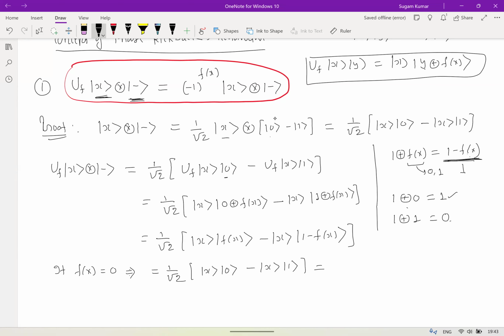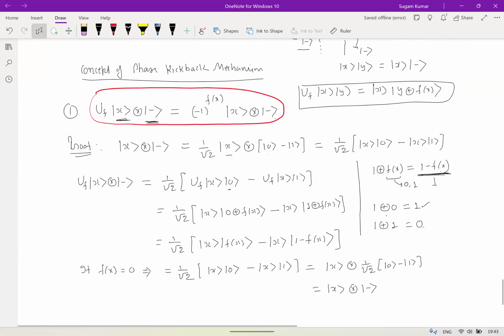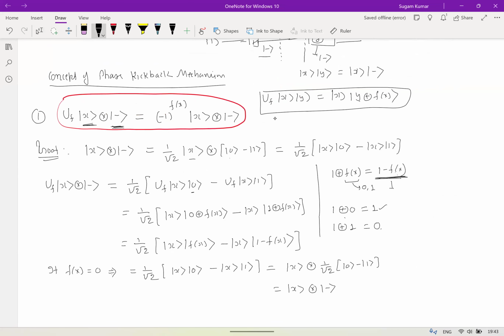And here I can take x common out, and tensor product 1 by root 2, and this state is nothing but 0 minus 1. And you can see this is nothing but x tensor product negative, correct? So you can see that nothing happens. UF is acting on x negative, and you get x negative back. So there is no change here.